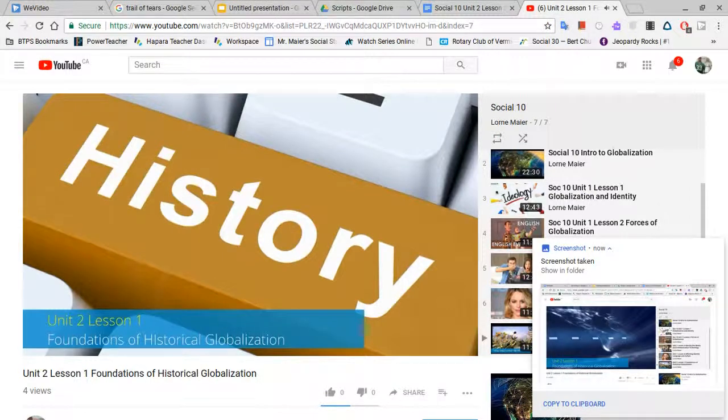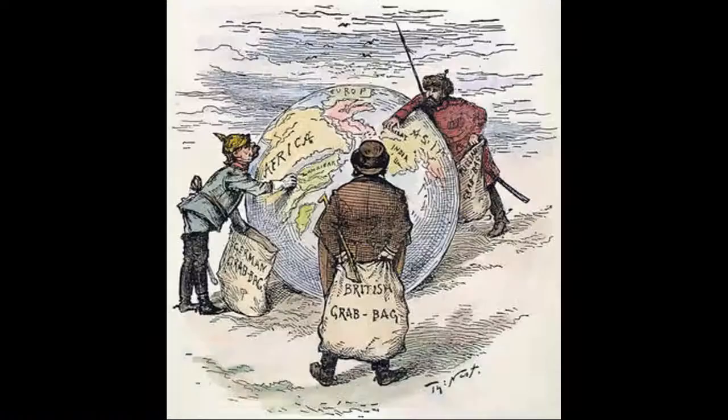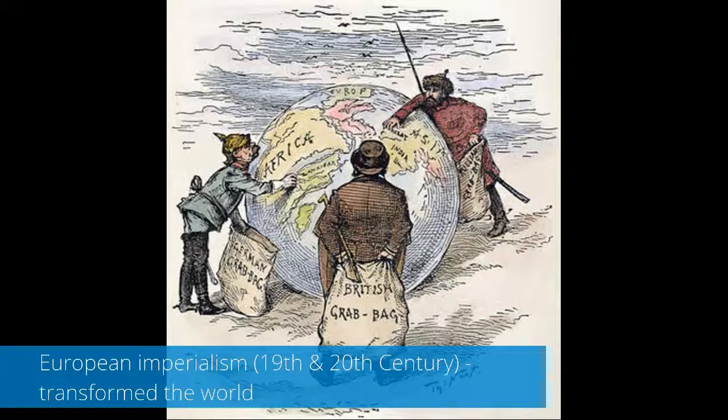In the previous lesson, Foundations of Historical Globalization, we discussed how European imperialism laid the foundations for globalization as we know it today. European imperialism during the 19th and 20th centuries transformed the world as European empires like the British, French, Dutch, German, and others competed to dominate the rest of the world and create colonies in efforts to fuel the Industrial Revolution. In this lesson, we will examine the legacies that European imperialism left on people, many of which can be seen today.